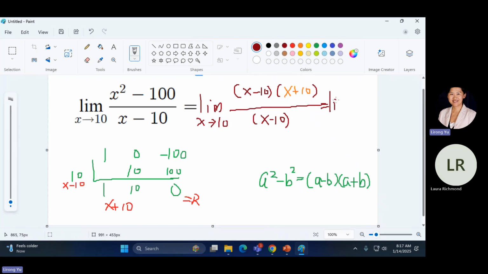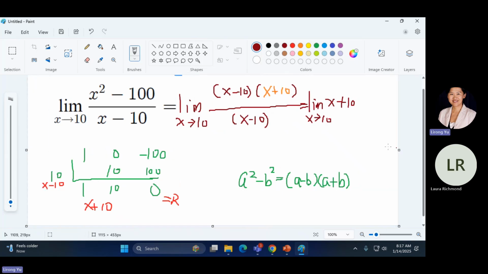So it'll be equal to the limit of x plus 10, and x is approaching 10. So this process allows us to say that the limit calculation is being transformed into a new limit calculation.